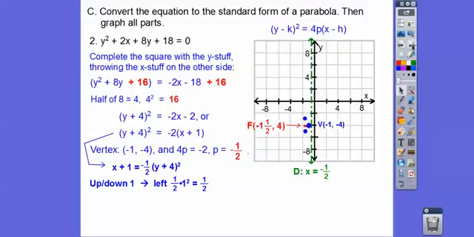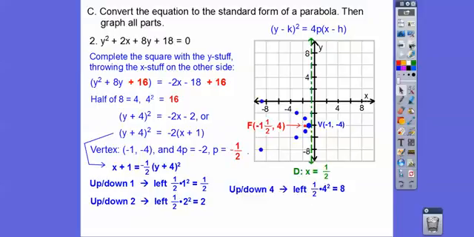And let's go up 2. So up 2, 2 squared is 4, half of that is 2. So we went up 2, it went to the left 2, okay, and then up 4, and it went to the left 8, okay. There's our parabola, there's our axis of symmetry.